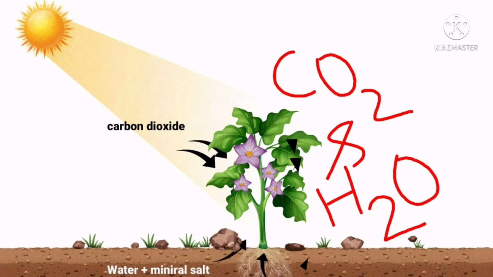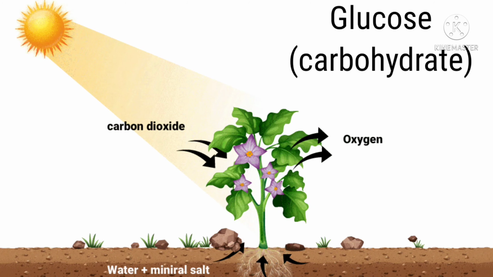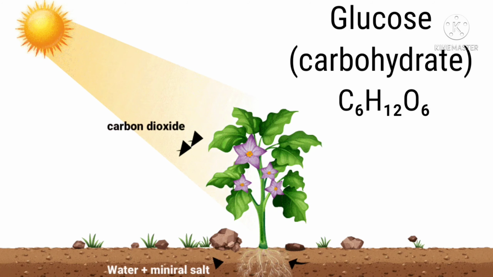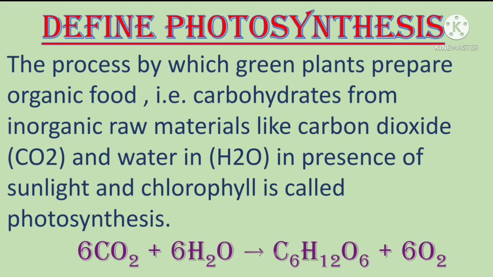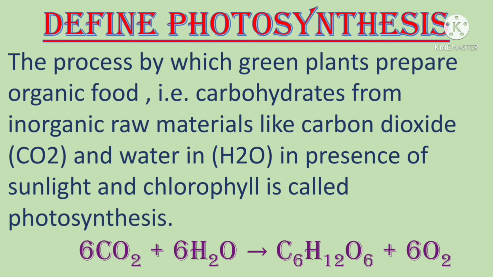Combining all these, what does the plant do? It prepares its own organic food, which is also called glucose or carbohydrate, that is C6H12O6. So the equation through which we can represent the process of photosynthesis is that 6CO2 plus 6H2O combining together in the presence of sunlight and chlorophyll, my dear students, forms glucose, that is C6H12O6, and along with this, the plant releases oxygen gas, and we know that this oxygen gas is the very source of our existence, that is the existence of human life. So hope you are clear with the definition of photosynthesis.